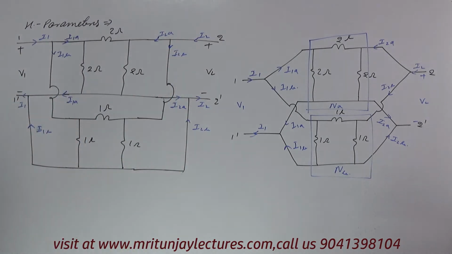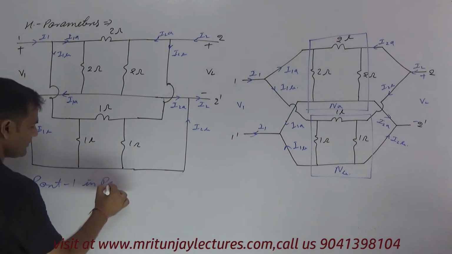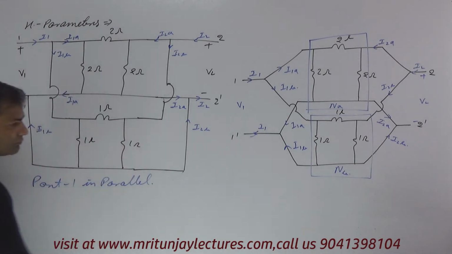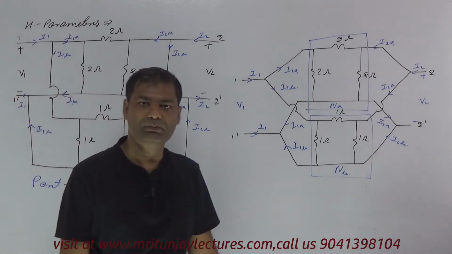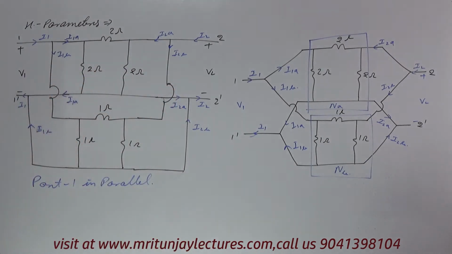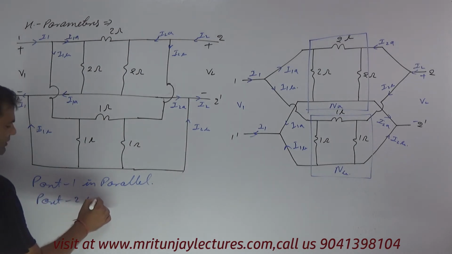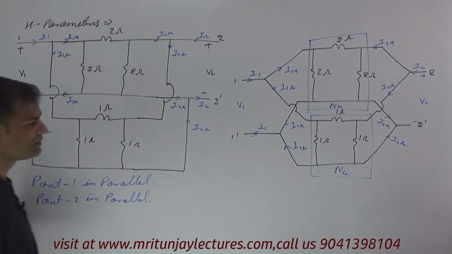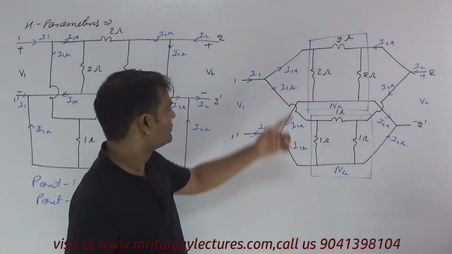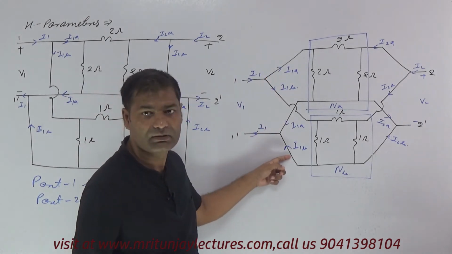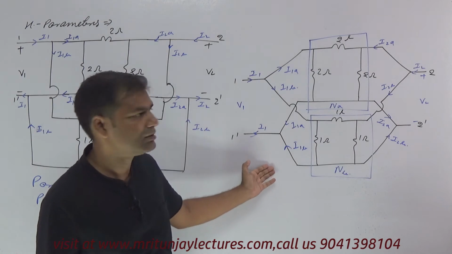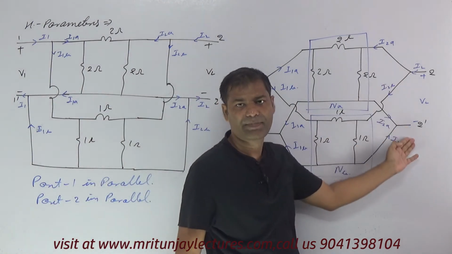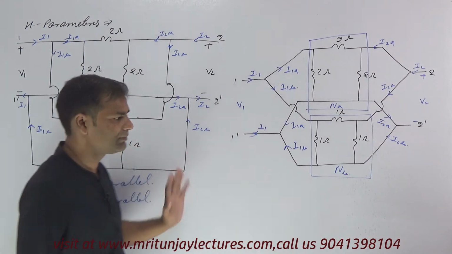So you can say that port 1 is in parallel, both NA and NB are parallel, and port 2 is also parallel. If any doubt, then make it like this one, otherwise simply you can say that both currents are different, which means this one is parallel. Same thing here also, port 2 and port 1 both are parallel.